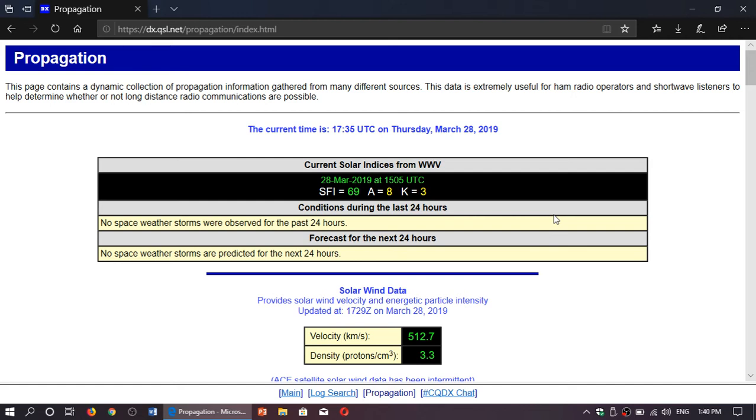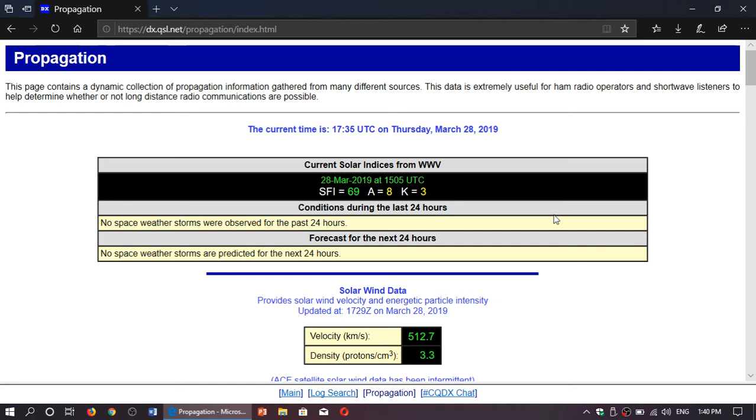It goes from 0 to 9, and it's color coded. You see here it's K equal 3, and it's yellow. That means it's unsettled. If the K index is at 2, 1, or 0, you'll see that the number will be green. And if it's 5 or above, it'll be red. So it's color coded. Red, no good. Yellow, unsettled, but check the bands. And below 3, usually good conditions.